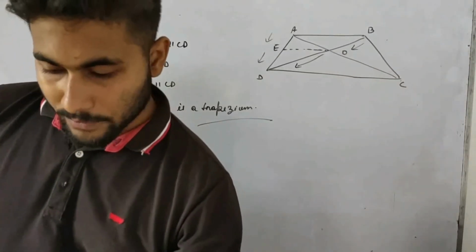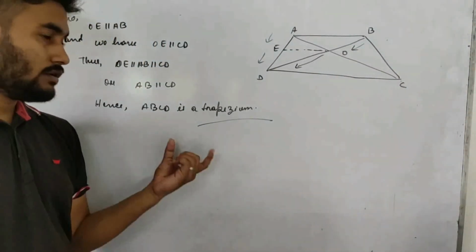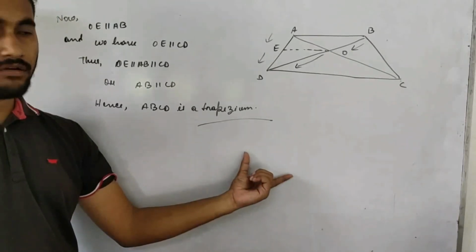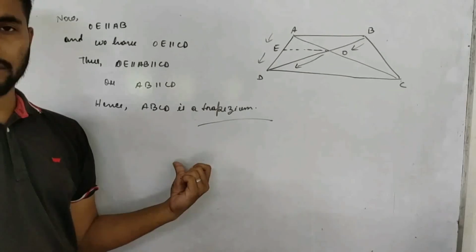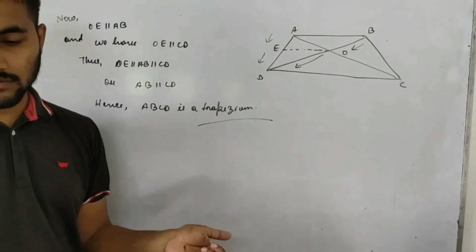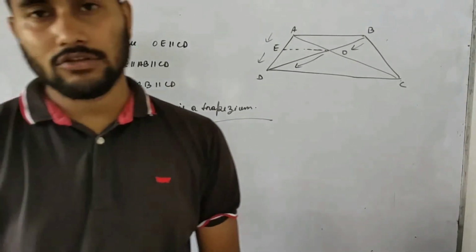Okay, completed, but one theorem is left. Thales theorem we have done, right? But converse of Thales theorem is left. So next class, converse of Thales theorem, and next exercise we will start with 6.3. So that's all for today's class. Thank you.